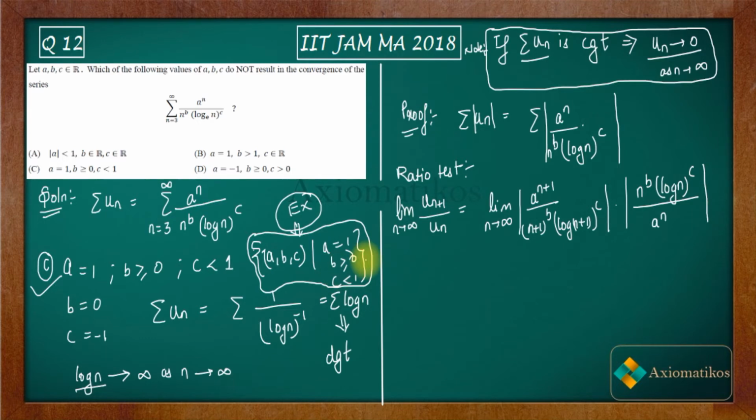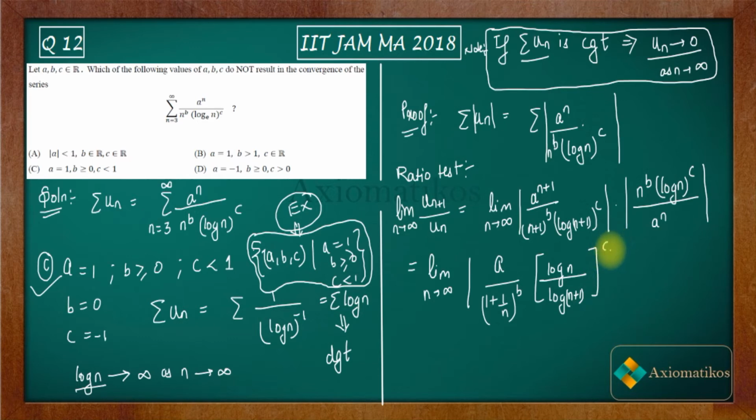See this thing, you can write this limit like this. You will get a on the numerator, and on the denominator you will get this, and also you will get log n over log of n plus 1 to the power c. Are you getting this or not? As n goes to infinity, this quantity is going to 0. So you will get 1 from this part.